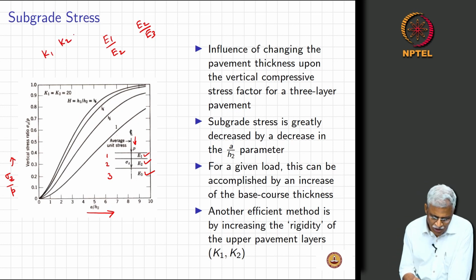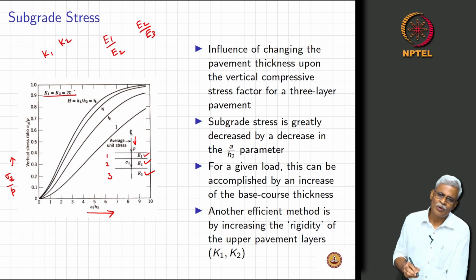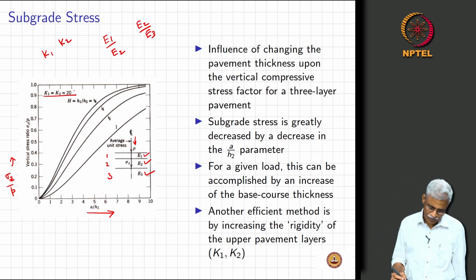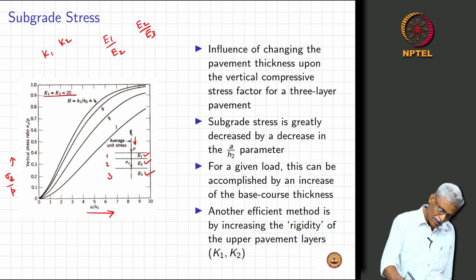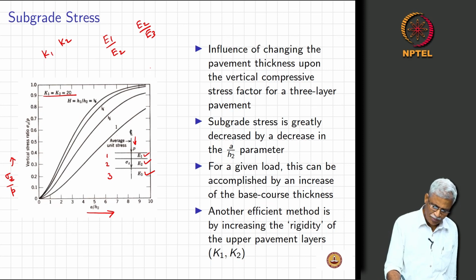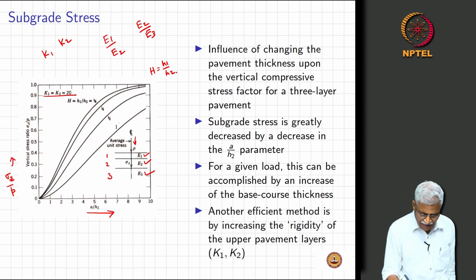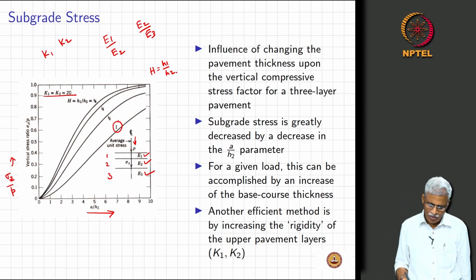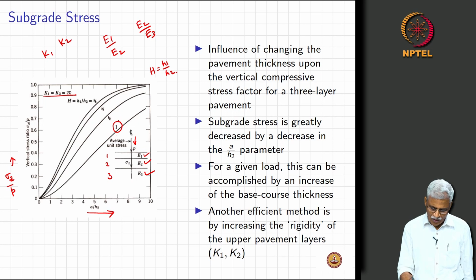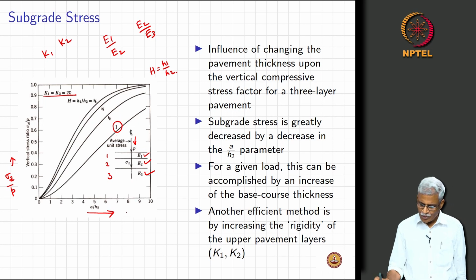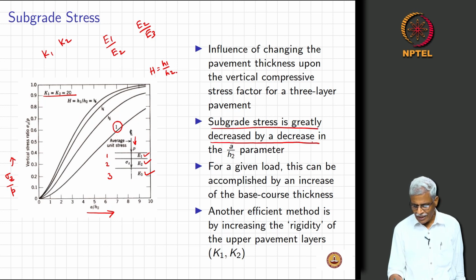So for this particular simulation that is shown here, the K1 by K2 is taken as 20, and you see here the variation of H, capital H, which is H1 by H2. If the thicknesses of the first layer and the second layer are identical, then it becomes 1. What is most important is that subgrade stress is greatly decreased by a decrease in the H1 by H2 parameter.